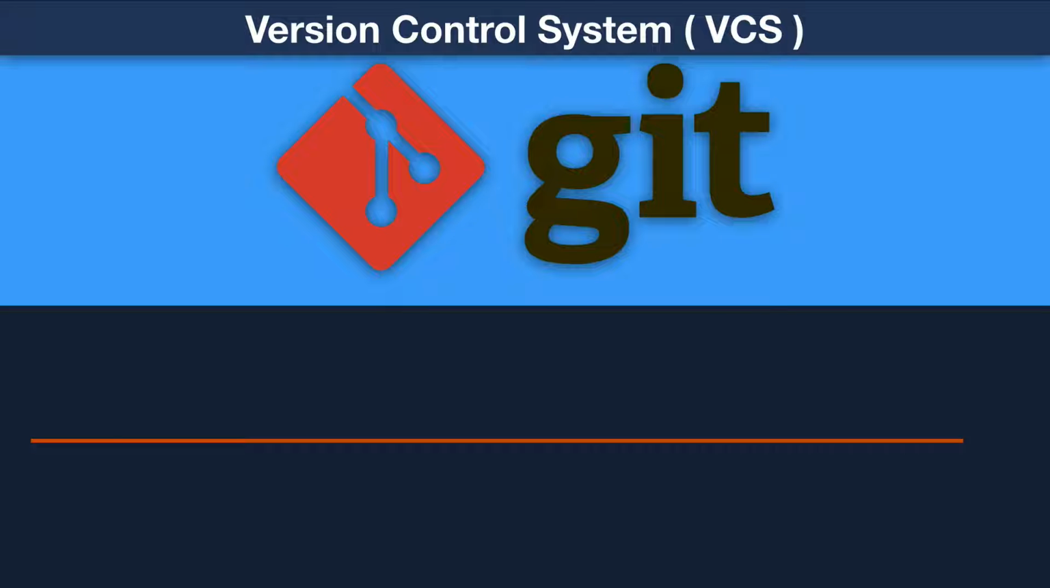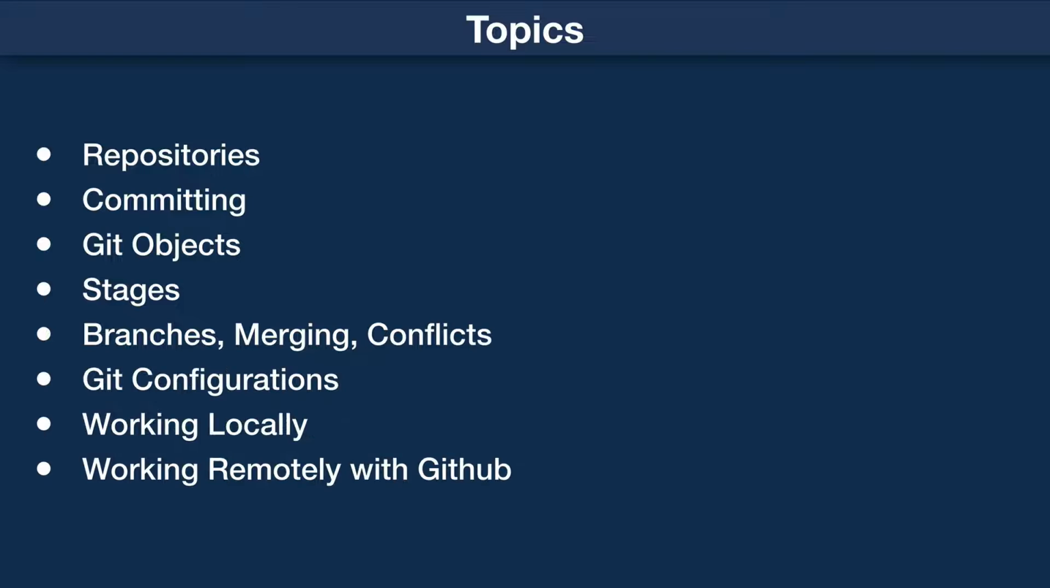In this class, we will learn Git from scratch. Mainly we'll target developers. So if you are a beginner developer and looking to learn version control system, this is the right course for you. These are the few topics we will be covering in this course. We talk about what are the repositories, how we commit code, Git object, stages, branches, merges, conflict, Git configuration, working locally and working remotely with GitHub as well.